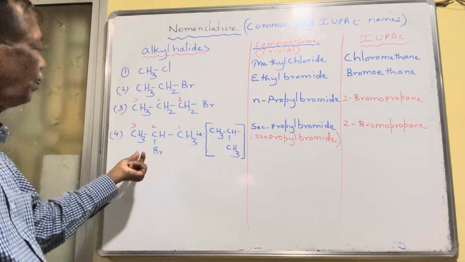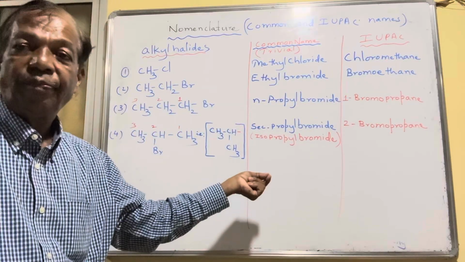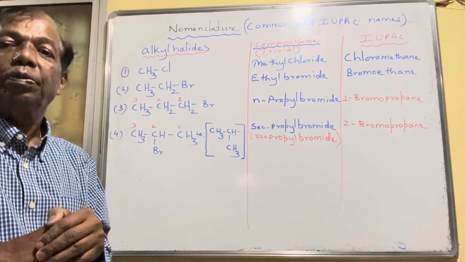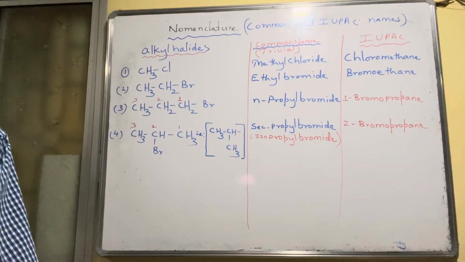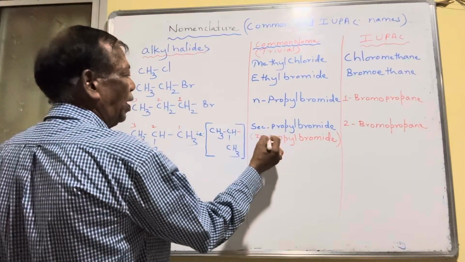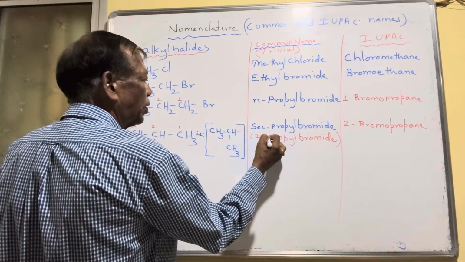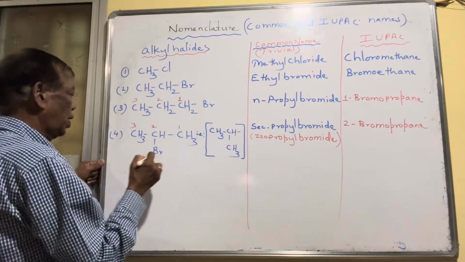Now why did I say propyl? Because there are 3 carbons. If there were 4 carbons, I would have called it isobutyl. Okay, I'll give an example of this and let's see. Isobutyl bromide. So isopropyl here. We can put it here also; some books don't show that hyphen.